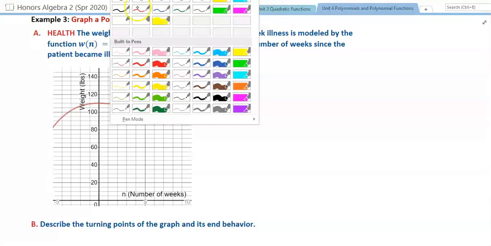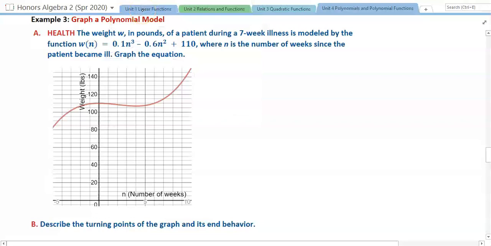This one isn't asking necessarily to find anything yet, but this is a graph of it, and so we see that the y-intercept is at 110. We see it has a little dip as we get out towards about 4 weeks, and then begins to rise as we get to 10 weeks.